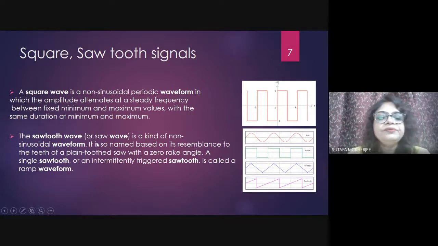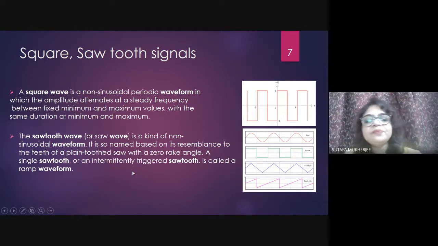A sawtooth wave is a kind of non-sinusoidal waveform. This is the sawtooth wave. It is so named because it resembles the teeth of a plain-toothed saw. Why is it named as sawtooth wave? With a zero rake angle, a single sawtooth or an intermittently triggered sawtooth is called a ramp waveform, right? This is ramp. Like this, Abhishek, this is like a ramp. Yes, ma'am.